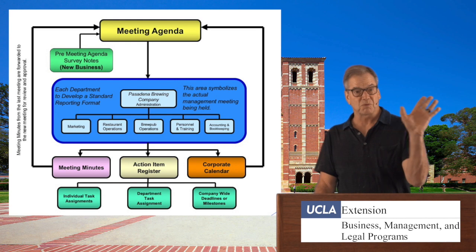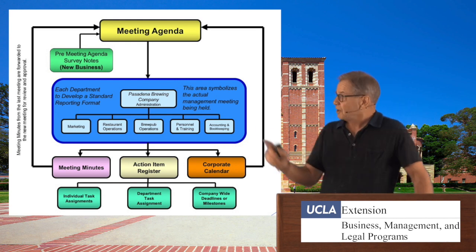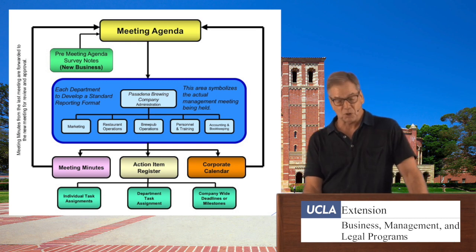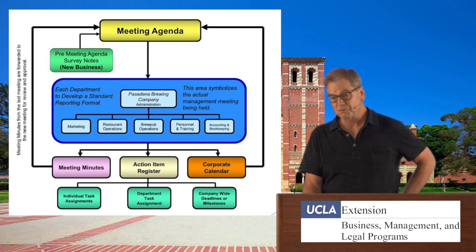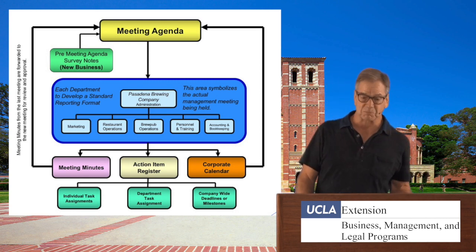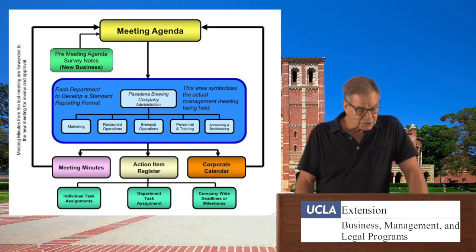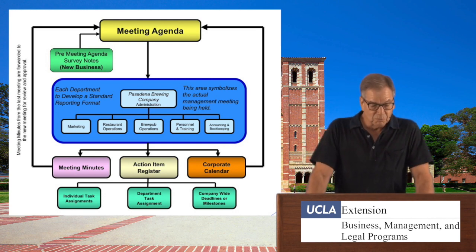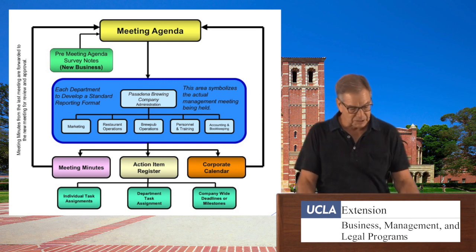And as we stated back when we were having lectures on organizational structure, per the organizational structure, we have old business and new business. So, for example, old business, new business administration, old business, new business marketing, old business, new business restaurant operations, old business, new business pub operations, accounting and bookkeeping, etc.